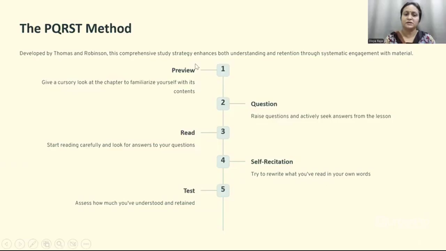So what is the P in this acronym PQRST? P is preview. You take an overview of the entire chapter, familiarize yourself with the contents. Then Q is having questions. Once you study, you will have doubts. So raise questions and seek answers. And R is read. So the third step, start reading carefully and look for answers to your questions.